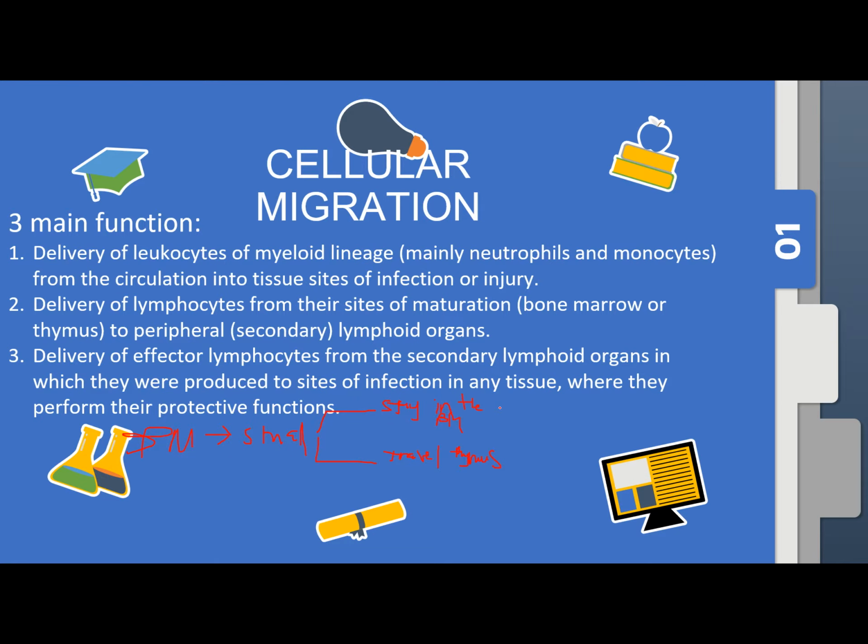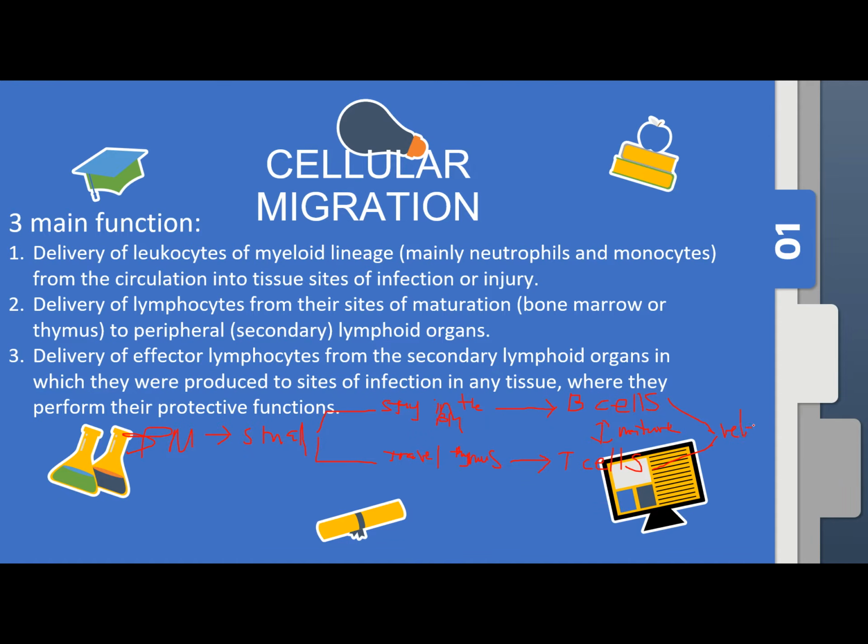Now, if they stay in the bone marrow, class, the small lymphocytes would become B cells. If they travel to the thymus, they would become T cells. Now, these B cells and T cells, class, are your mature small lymphocytes. So they could either be B cells or T cells. Both of these would now be released from the bone marrow.